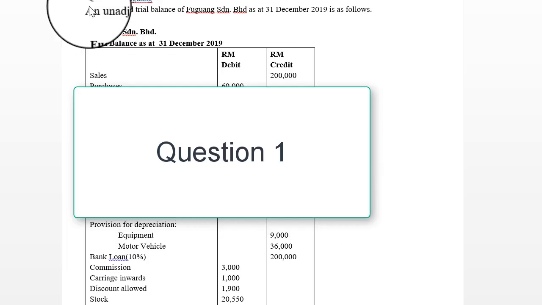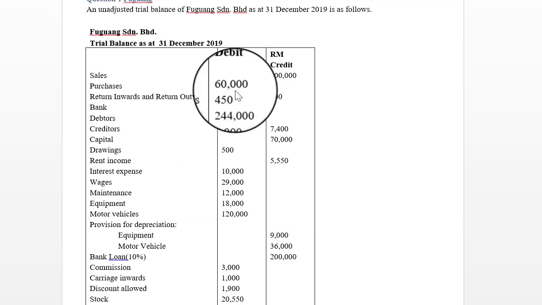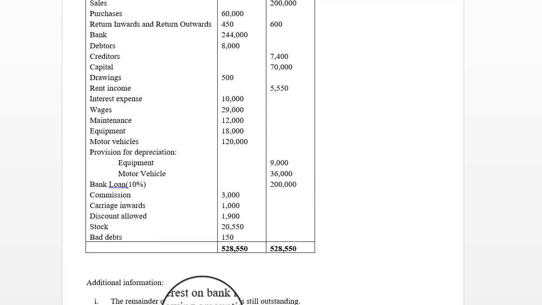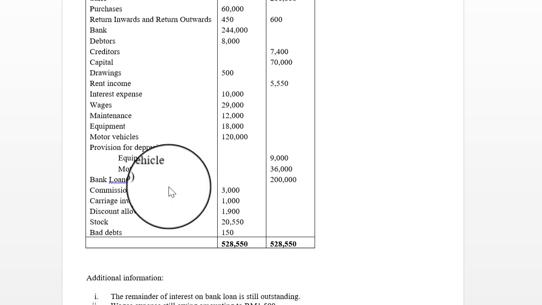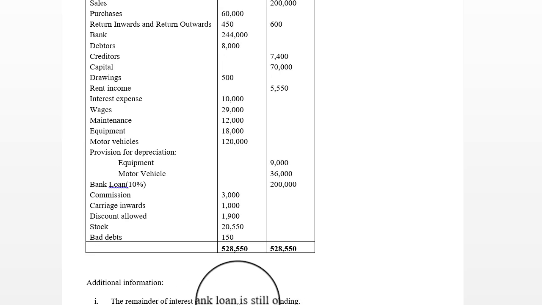Now we come to question number 1. So in these questions, first of all, we need to do the adjustment. If you look here, there is an adjustment. First, the remainder of the interest on the bank loan is still outstanding.